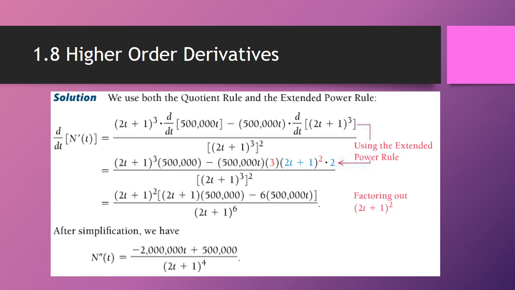Again, this is kind of a hairy problem to work your way through. We got to use the quotient rule and the power rule. So we have the denominator times the derivative of the numerator minus the numerator times the derivative of the denominator over the denominator squared. When we do the derivative of the denominator, we're going to have to use our extended power rule. So you see that there. And then they did factor out the 2t plus 1 squared and canceled it, the denominator, and simplified to get negative 2 million t plus 500,000 over 2t plus 1 to the fourth.